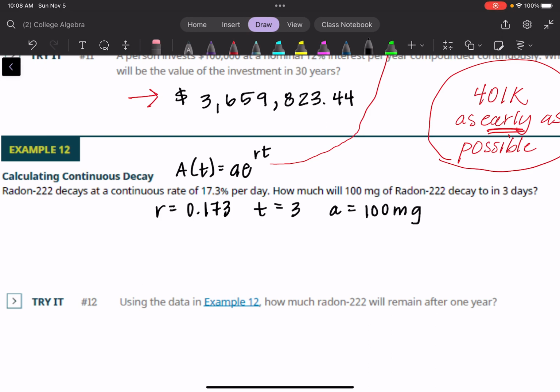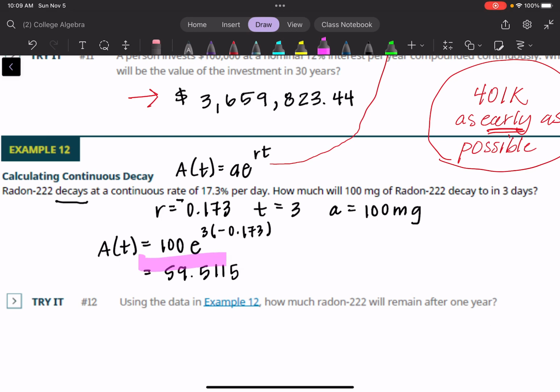There's one important thing that you need to consider when you're working with a decay problem. Remember earlier we said that the rate is going to be negative if it's decay. So because it specifically says decay, we have to go back and account for that by adding a negative to the rate. And don't forget that, because if you don't, you're calculating the growth, which is not what's happening here. So the ending amount of radon-222 would be 100 for A times e to the 3 times negative 0.173 power. And plugging that into your calculator, you would obtain that there would be approximately 59.5115 milligrams after 3 days.